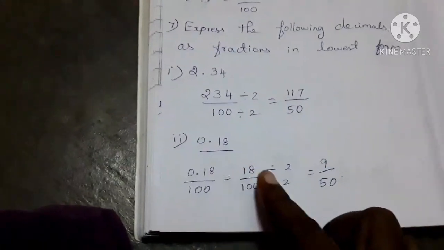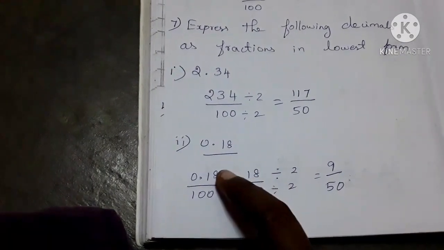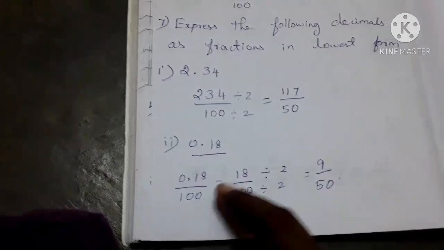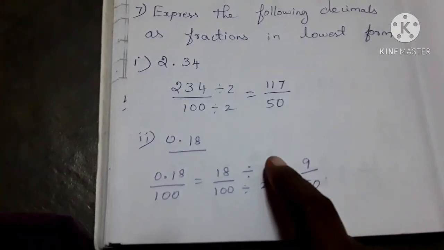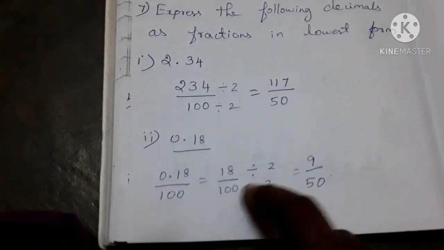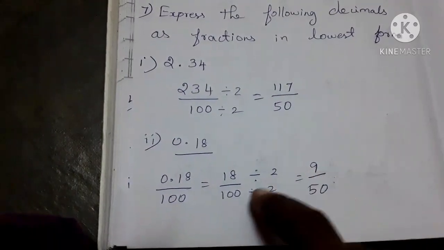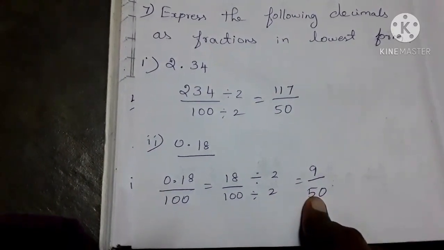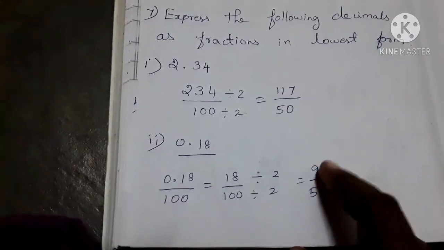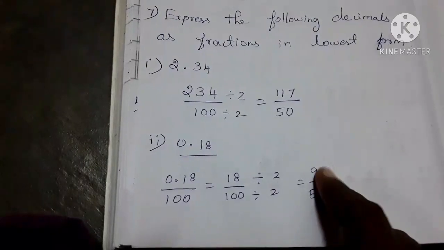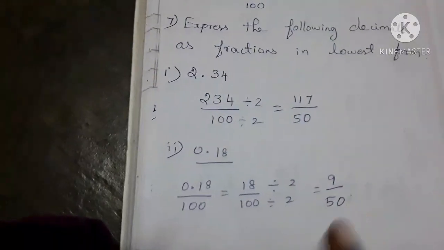Next 0.18. We have to write in fraction, it is 18 by 100. So this 18 by 100 we have to bring to the lowest terms. So we divide by the same number. Both the numbers are even numbers, so we divide by 2. 18 divided by 2 is 9. 100 divided by 2 becomes 50. So these two don't have any common factor. Only if we have a common factor can we divide. Here we don't have a common factor, so we can't divide. So the answer is 9 by 50.